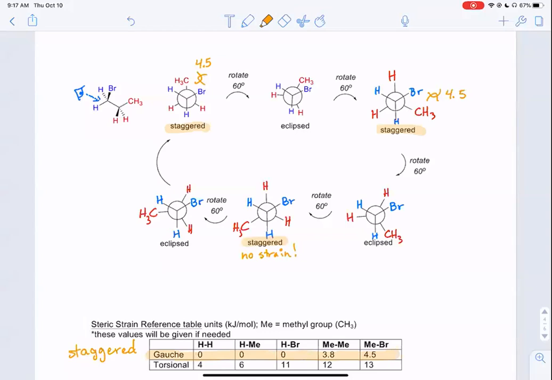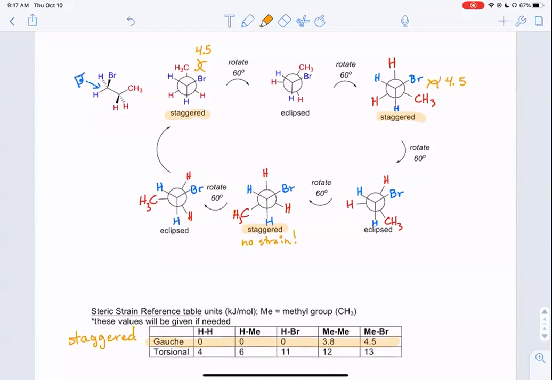The first thing I decided to do was to look at all of the staggered conformations and look for any gauche interactions. And this is where the 2 groups are close to each other.